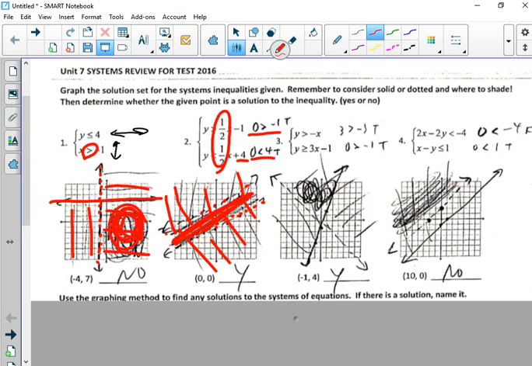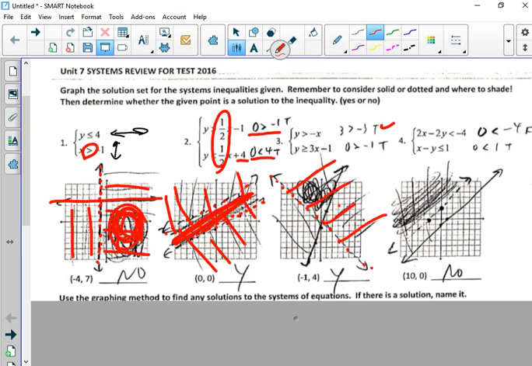On number 3, y equals -x is this line right here. Okay, it goes through 0, 0, has a -1 slope. Down 1, right 1, up 1, left 1. I can't test 0, 0, so I test some other point. I pick 3, 3. When I plug 3, 3 in, I got a true statement, which means if 3, 3 is up here, I shade that way.